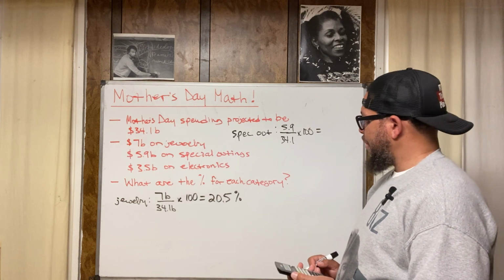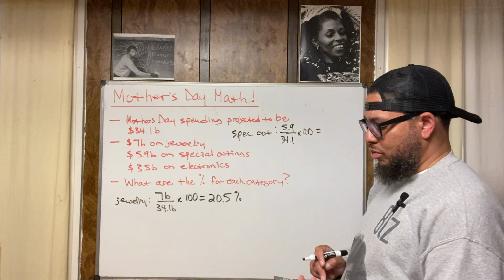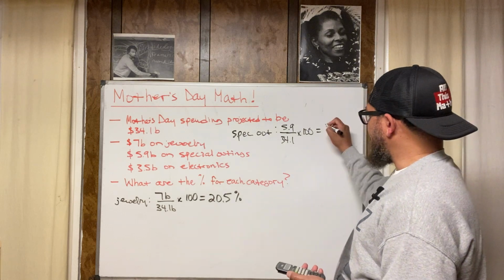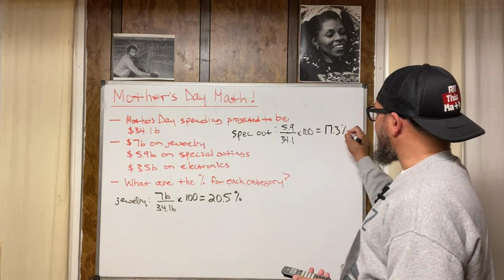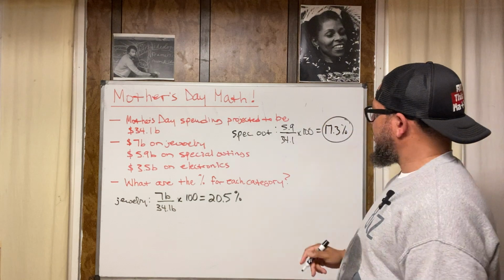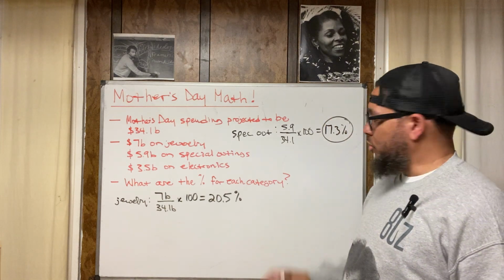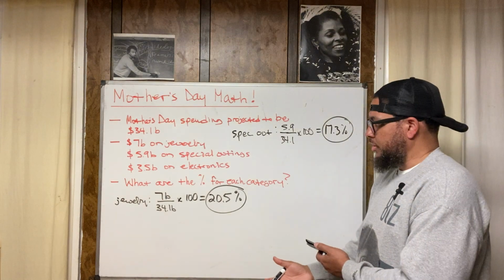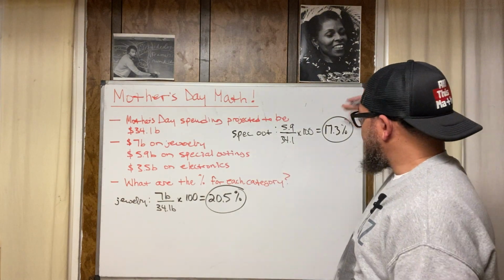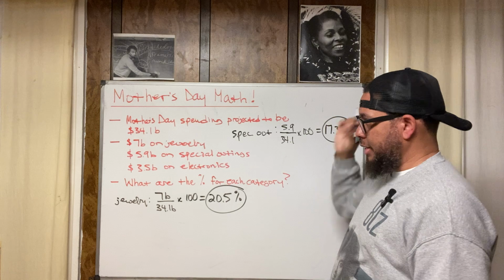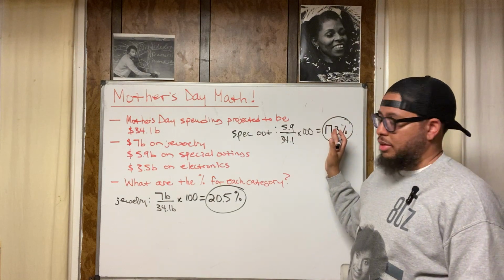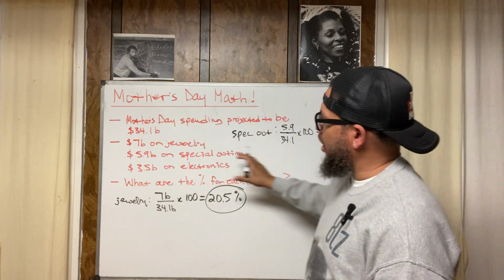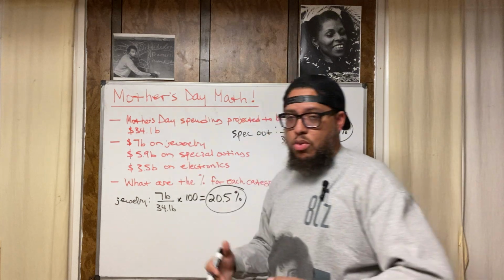0.173020528. Okay, take that decimal, multiply it by 100. You get 17.3%. So that's almost a fifth, almost another fifth. 17 is almost 20, right? So special outings, 17.3%. All right, that does not mean 17.3 billion. That just means 17.3% of 34 billion.